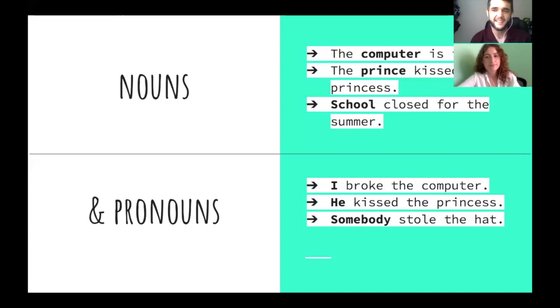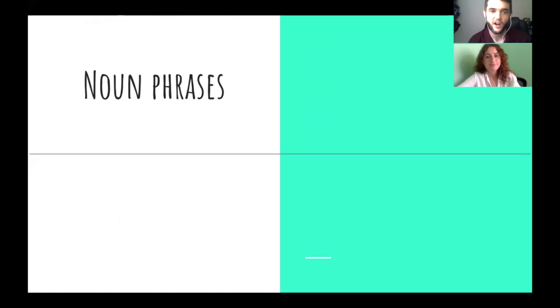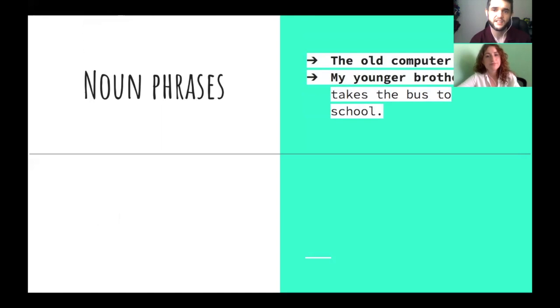Then we can take this a little bit further and use something called noun phrases. Noun phrases are groups of words that give a little bit more information about the noun, such as the old computer froze. The noun phrase then is not just computer as the noun, it's the old computer.